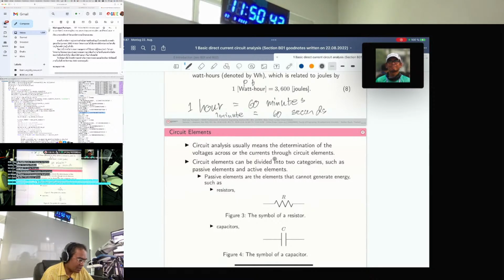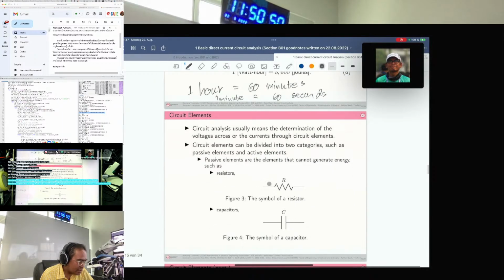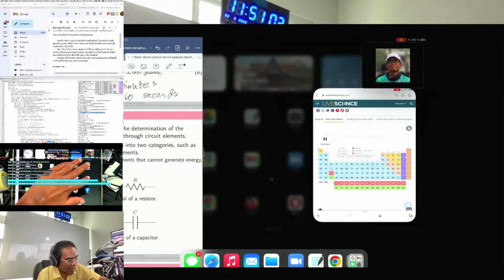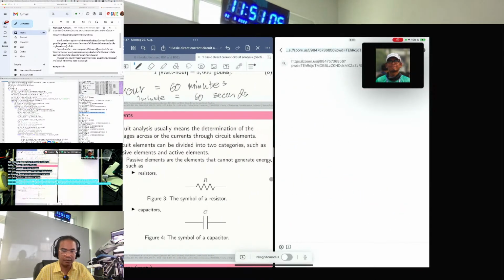Passive element doesn't have its own energy. It's better to understand it. The first kind of the passive element is the resistor. Okay, you have the symbol of resistor like this, and how does resistor look like in reality?